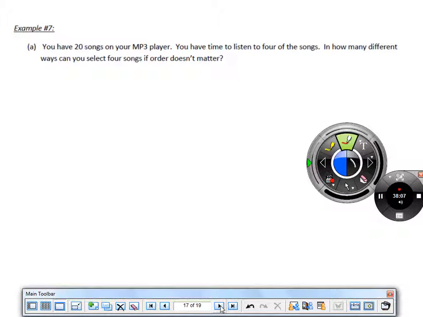So is this a combination or a permutation? Combination, because we don't care about the order of the songs. So this is a combination. How many songs are there total that we're choosing from? And how many did we choose? 4. And so the formula says that means 20 factorial over 20 minus 4 factorial. And then because it's a combination, there's the extra 4 factorial in there right there.